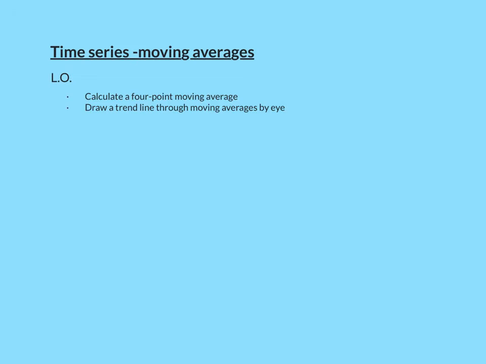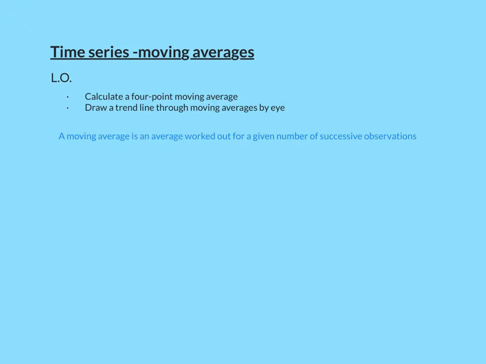If you have your notes in front of you, you should have a definition ready to be filled in. A moving average is an average worked out for a given number of successive observations. Okay, great. Well, that's a definition you can write down, but what does that actually mean? What's that actually talking about?